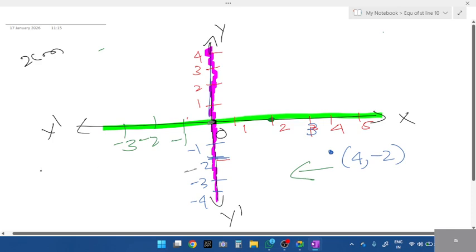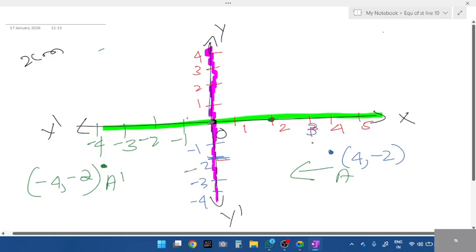Very good. Third quadrant. In the third quadrant, what are the values? Both are minus. Minus 4 comma minus 2 is the answer. Check where minus 4 comma minus 2 is. The answer is here, this one. 4 comma minus 2, A dash. This is A.